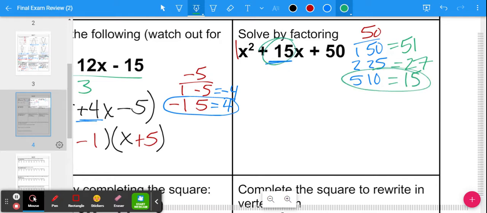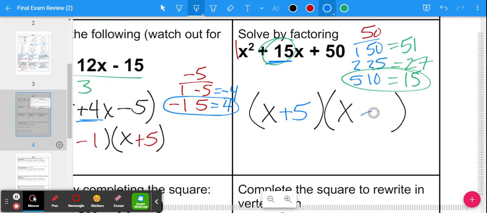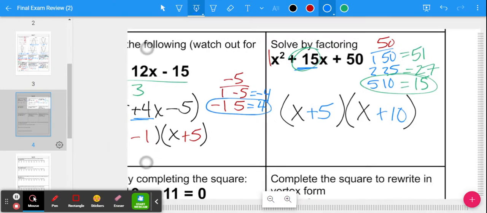So there's my factors. So I have x and x. And then the two factors are positive 5 and positive 10. Positive 5 times positive 10 is positive 50. Positive 5 plus positive 10 is positive 15.